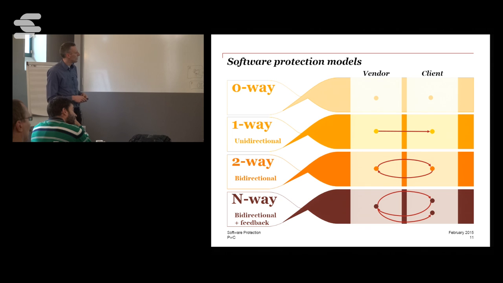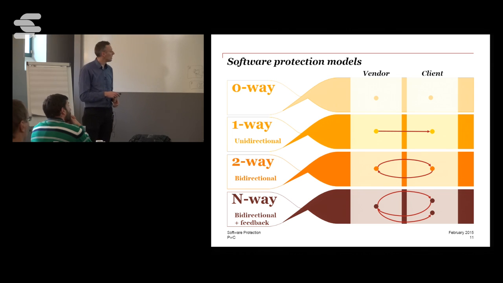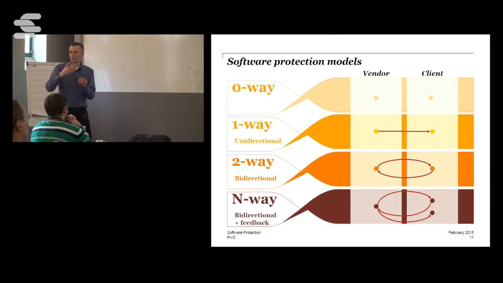And then what you will see in a number of these techniques is that there's N-way communication going on, meaning that for all of these two-way communications, you can apply them continuously. So you can do that, say, every 5 minutes to make sure that the software is always running in a correct state, and you can do that continuously. Then these two-way systems often become N-way, and there's continuous communication going on.